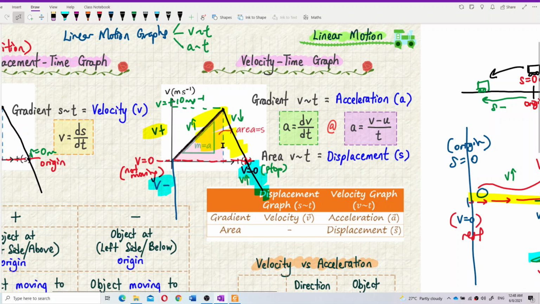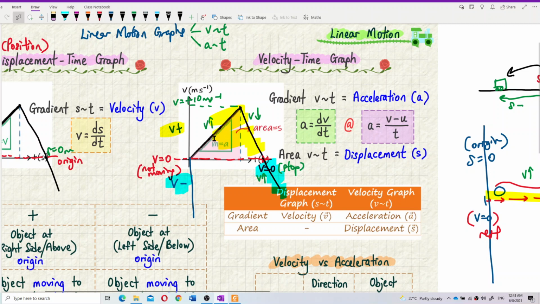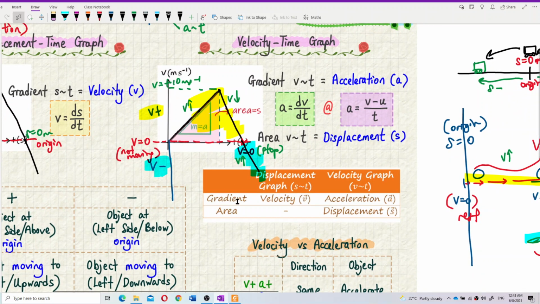So talking about the acceleration, talking about the gradient of the velocity time graph, the gradient is actually acceleration. Acceleration is dv over dt. Just like velocity is the gradient of the displacement graph, ds dt is velocity. So for the velocity time graph, the gradient, dv dt, is acceleration. The gradient of the displacement graph is velocity, but the gradient of the velocity graph is acceleration.